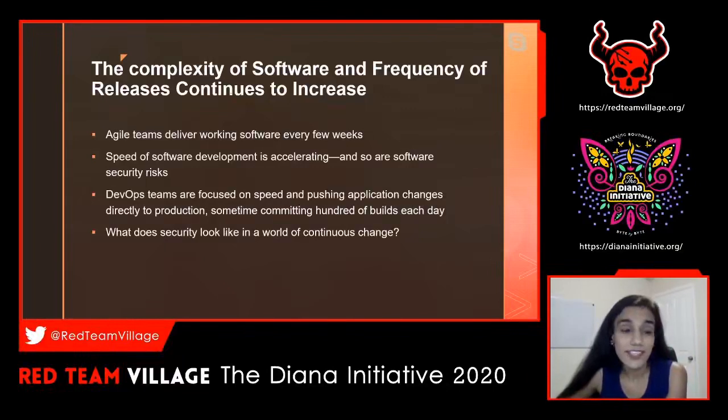But the main question is, where is security in all of this? What does security look like in the world of continuous change? And how can the security team possibly keep up with all these changes? We do have some gating controls in place. We have security testing, we have DAST, which is my bread and butter. We have penetration testing, but are these all sufficient?